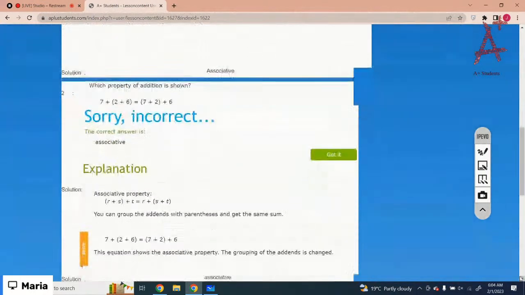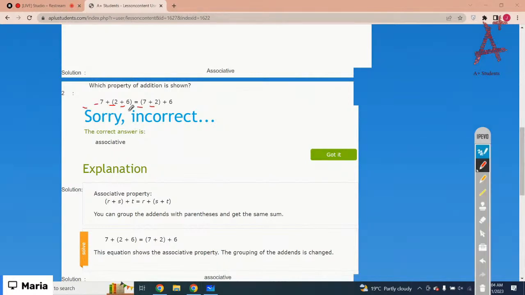Okay, the next one is what property of addition is shown. Now we're going to learn the property of addition. Just look at the equation on both sides. You have the same numbers. Like here you have 7, and here you have 7, here you have 2, here you have 2, here you have 6, here you have 6. Just the order of adding them is different. That means this is the associative property.